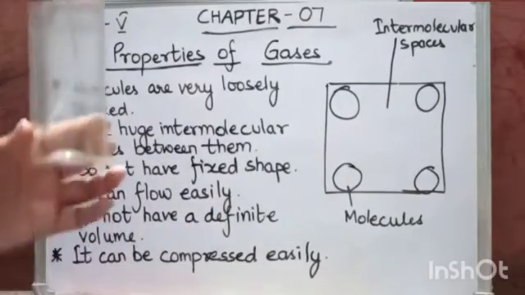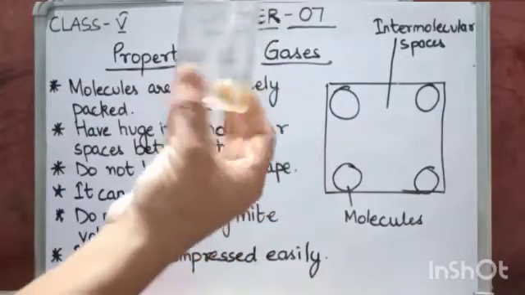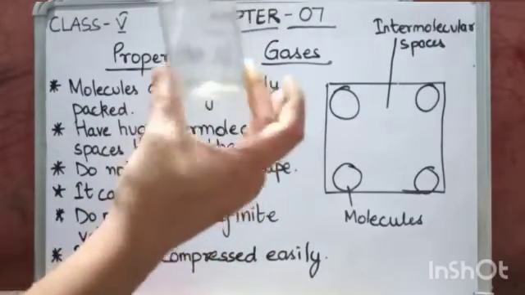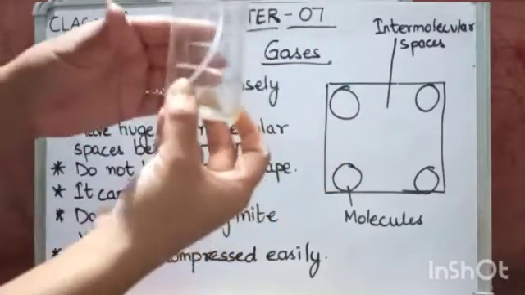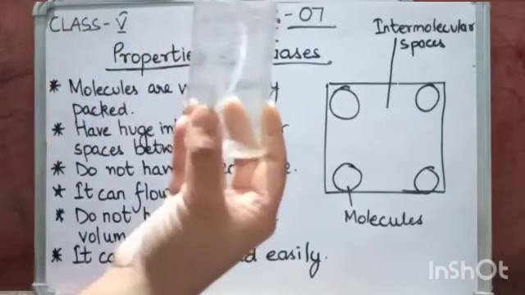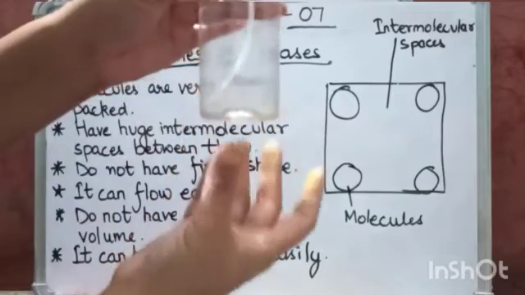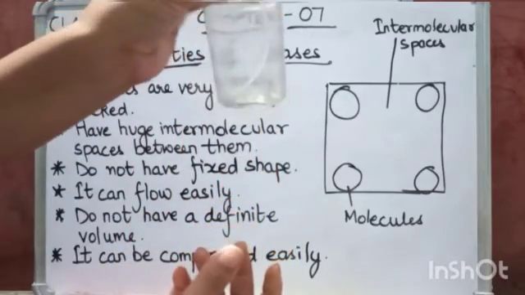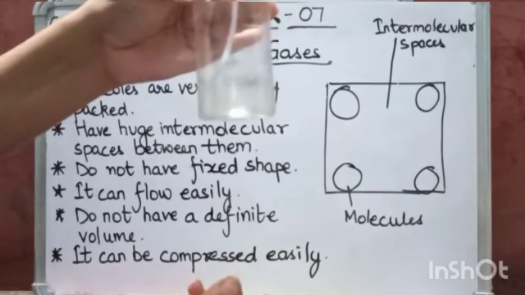See here, for example, this is a container. And this container is not empty. It looks empty, but it is not empty. Why? Because there is air inside this container. And when I apply pressure, then it changes its shape. It can be compressed.